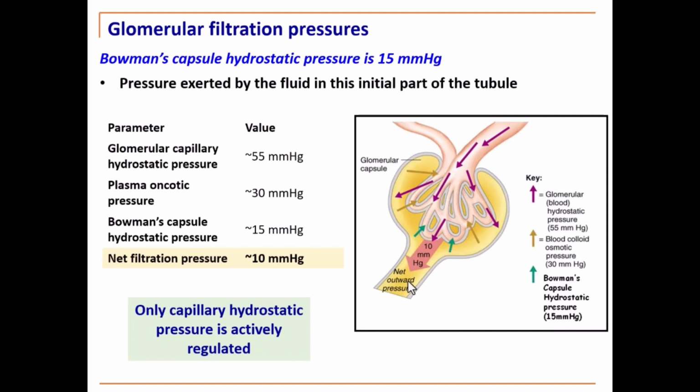But when we think about this, our protein concentration and therefore our oncotic pressure isn't actively regulated in terms of kidney function. And likewise, our Bowman's capsule hydrostatic pressure also isn't intrinsically regulated. It's only our capillary hydrostatic pressure that is actively regulated, and it is actively regulated through vasoconstricting and vasodilating the afferent arteriole, the one coming in, and the efferent arteriole, the one coming out. And they are regulated in different ways depending on the condition that the body, or your physiology, is experiencing.